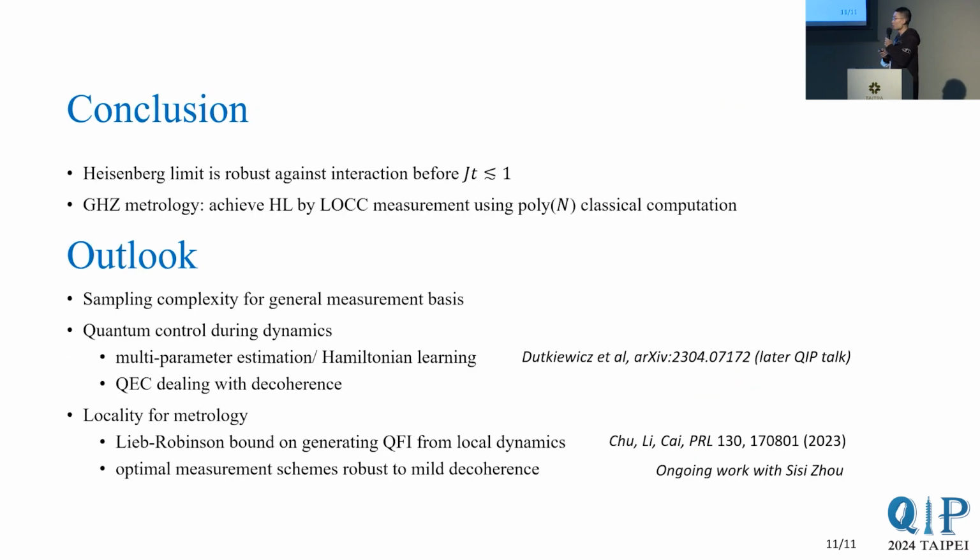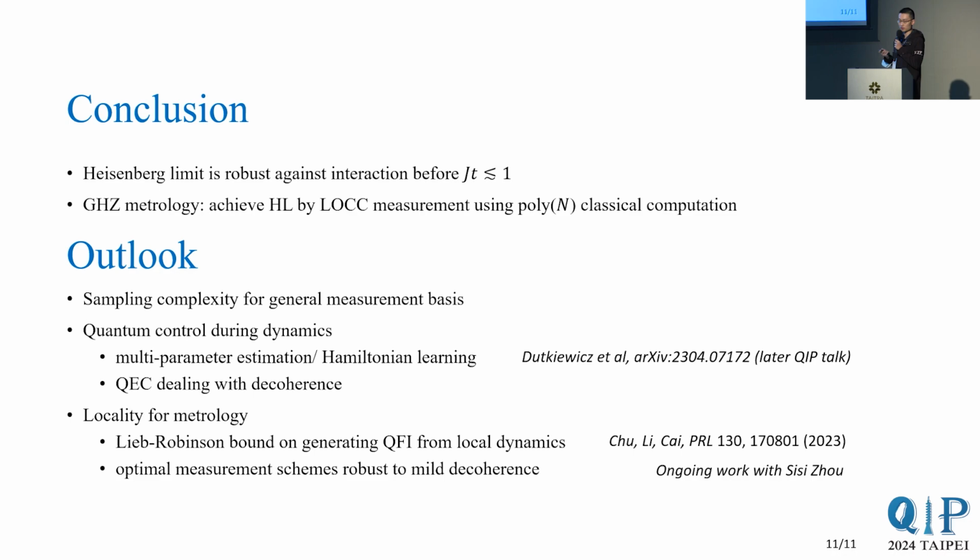Okay, so let me conclude. We proved that the Heisenberg limit is robust against generic interaction before some order 1 time, and for GHZ metrology, we devised this LCC measurement protocol to do it. And for outlook, I guess it's interesting to see whether our measurement assumption is necessary for the sampling problem.